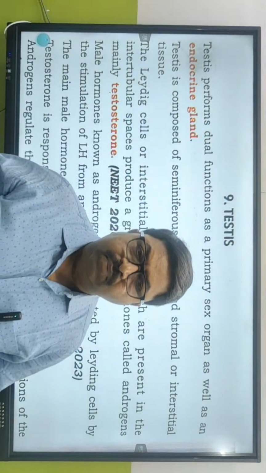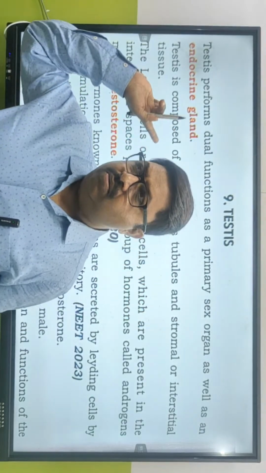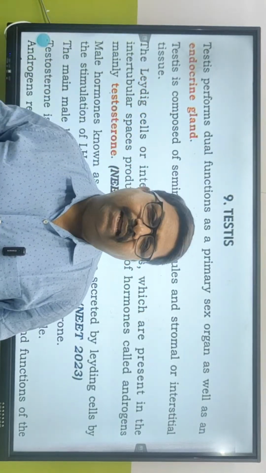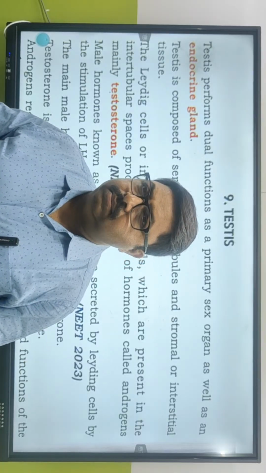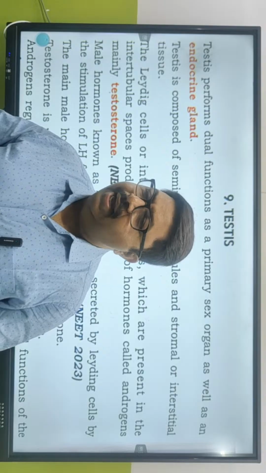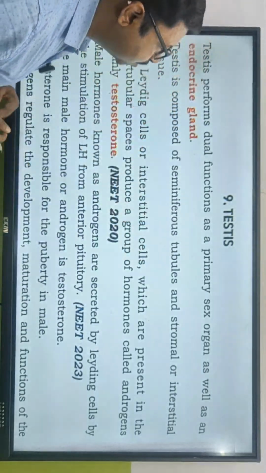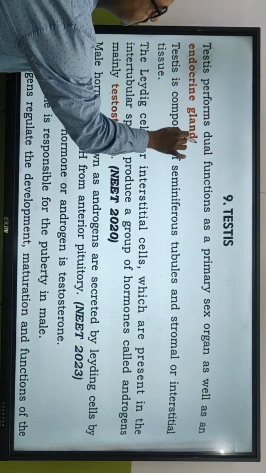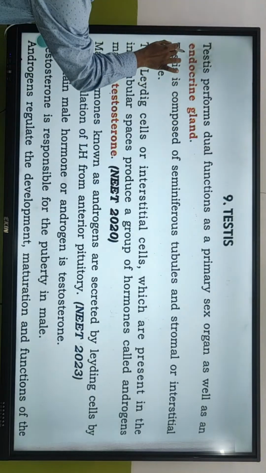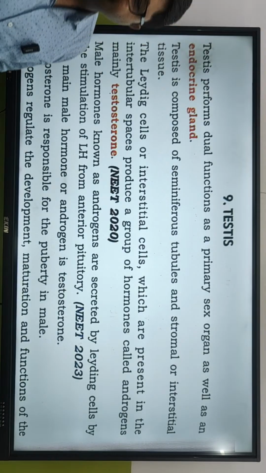Now what is written on the board? Testis. Tell me, what is common between pancreas and testis? One single point. Both are heterocrine. Both are heterocrine. Very good. So testis is also a heterocrine gland, and it performs dual functions as a primary sex organ as well as an endocrine gland. Testis is a primary sex organ.